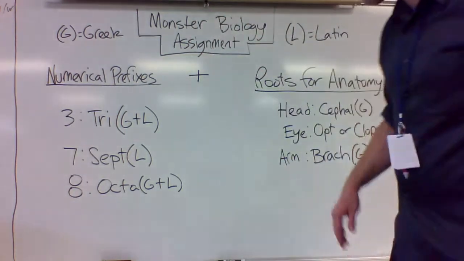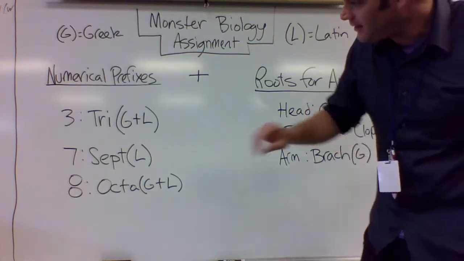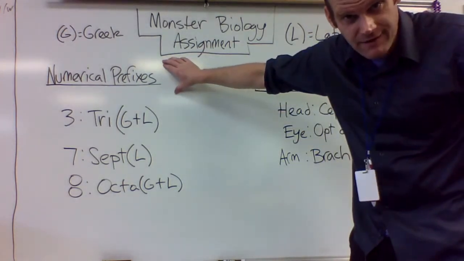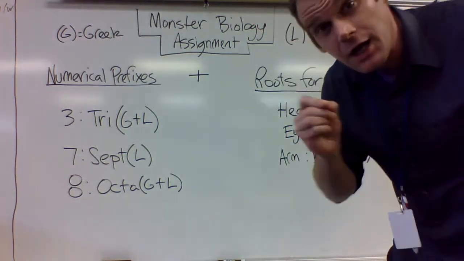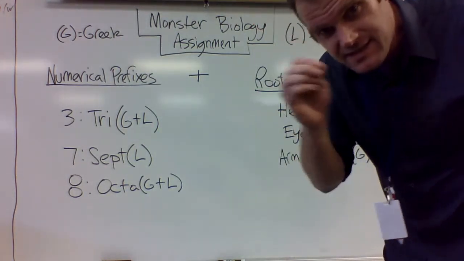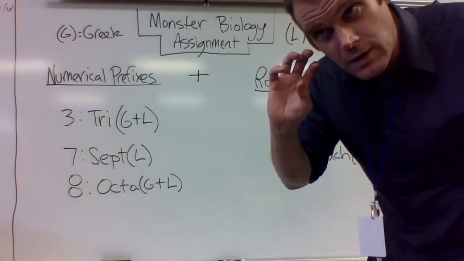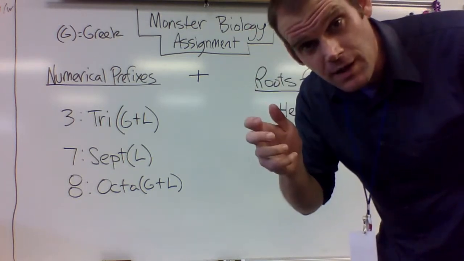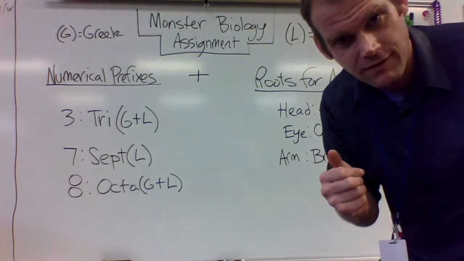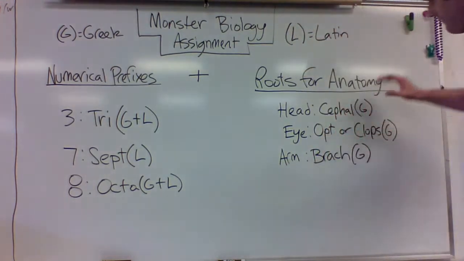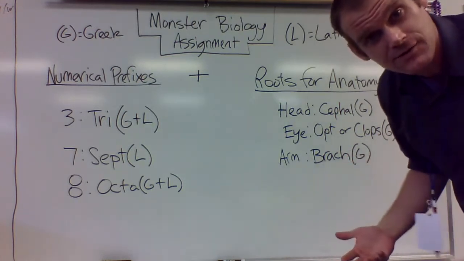So, for the monster biology assignment, what you will be doing is combining what are known as numerical prefixes. These are Greek and Latin roots that are hints about a number, okay? You'll see these inside of words, and when you see them in words, there are ways to kind of assume what the word might mean, specifically if there's a number involved, okay? And then we also have roots for anatomy. And when I say anatomy, I mean body parts, okay?